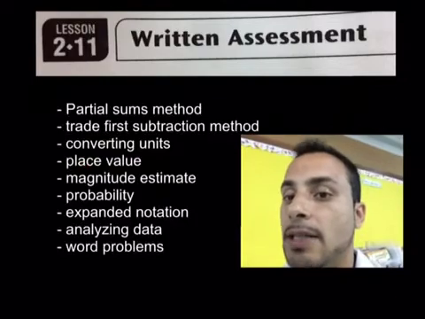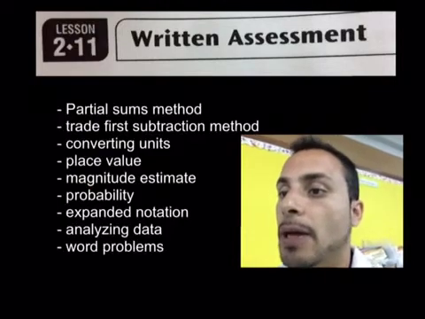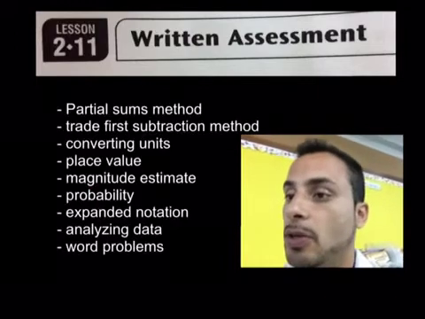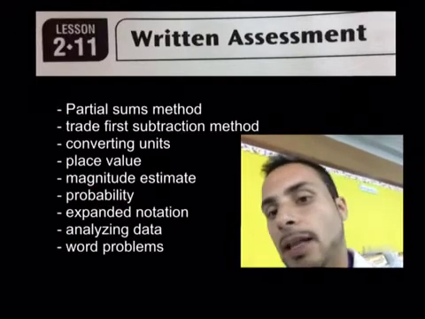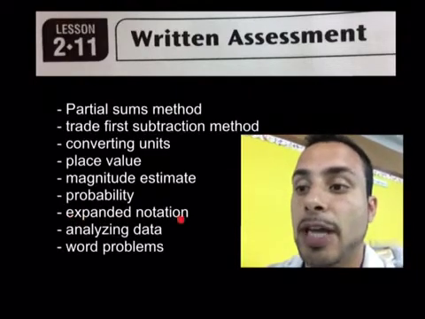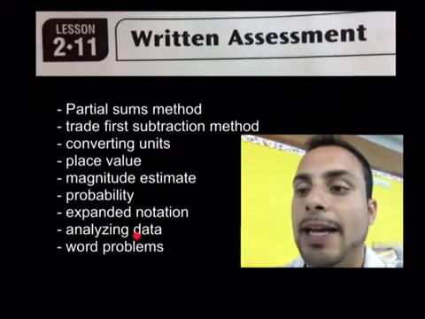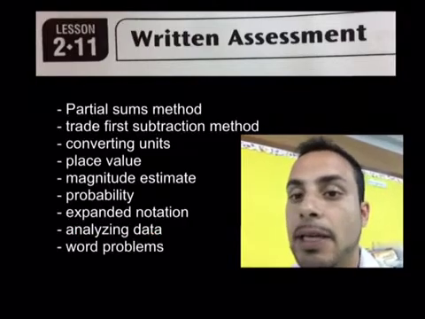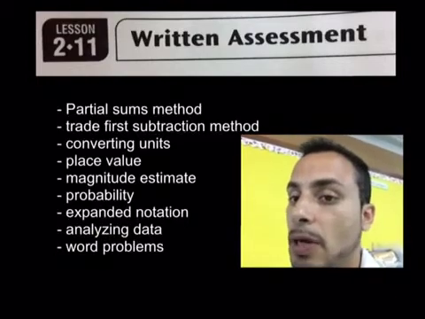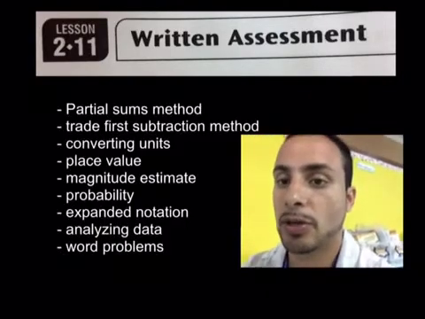Place value: ones, 10,000, 100,000, and so on. Magnitude estimates, where you circle if the answer or the product will be in the hundreds, the thousands, and so on. Probability: likely, unlikely, extremely likely, impossible. Expanded notation, when you have a number and you add the value of each digit. Analyzing data: mean, median, mode, range. And word problems, looking at word problems or number stories, and identifying the information that you need and the computation that you'll need to make.